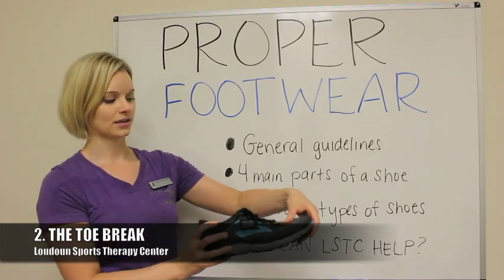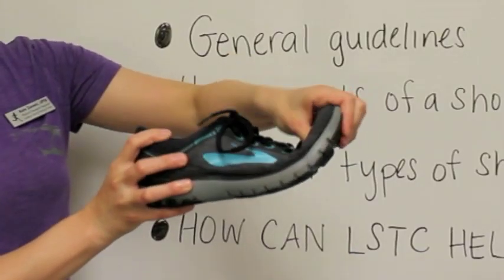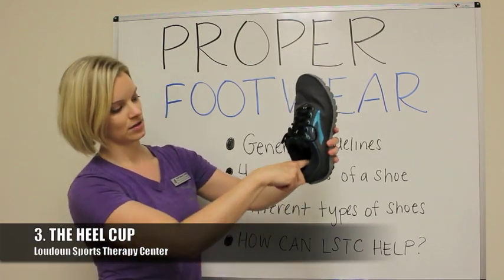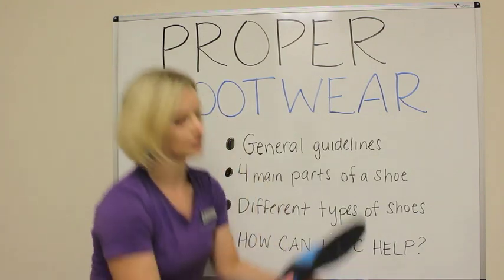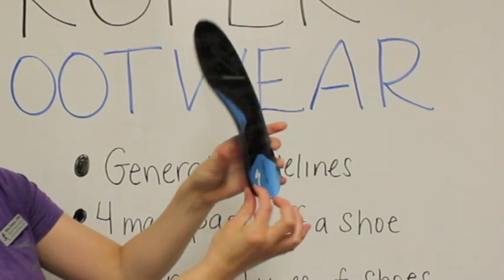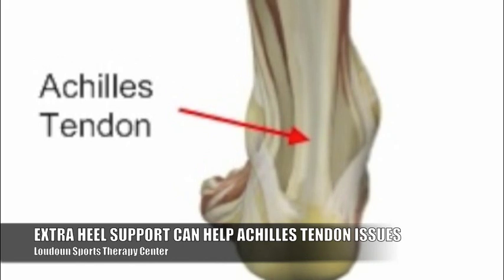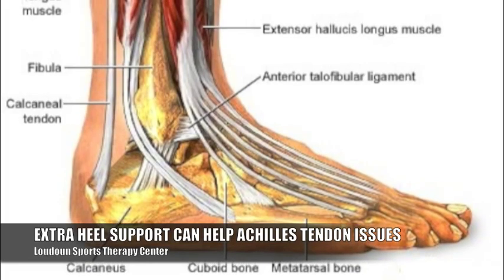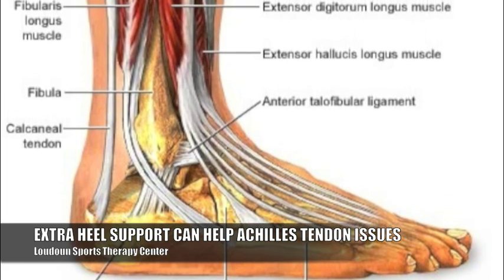The toe break is the second part of the shoe, which is where the shoe actually bends when you're walking. The third part is the heel cup, which is this part of the shoe on the inside. And I also brought a little insert here so you can see this has a little bit deeper heel cup to provide a little bit of extra support. If any of you have Achilles tendon issues, this can be helpful to give you a little bit more support around that area and just help redistribute the weight of your foot.